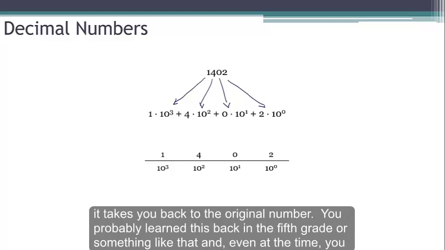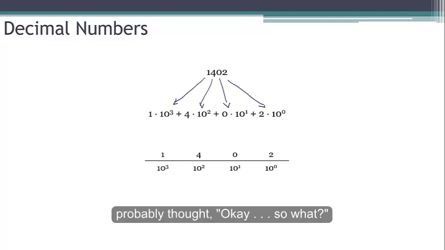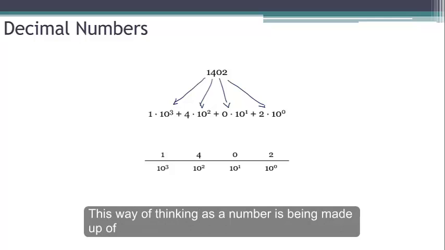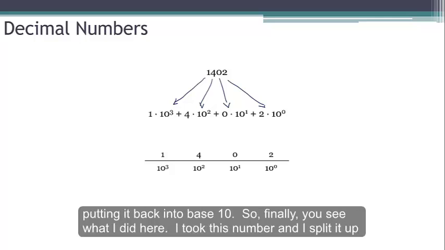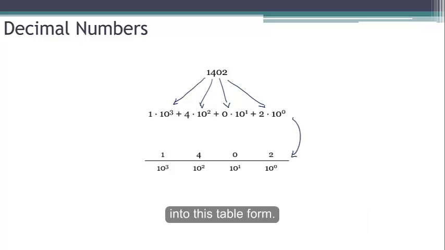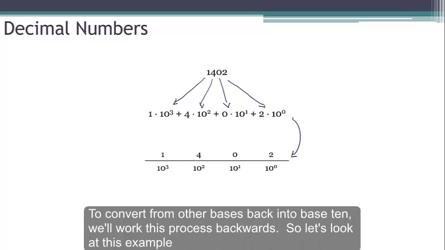You probably learned this back in 5th grade or something like that. And even at the time, you kind of look at this and say, well, yeah, okay, so what? This way of thinking of a number as being made up of added powers of the base is going to be an essential step in taking a number in a different base and putting it back into base 10. So you see what I did here: I took this number and split it up into this table form. To convert from other bases back into base 10, we're going to work this process backwards.